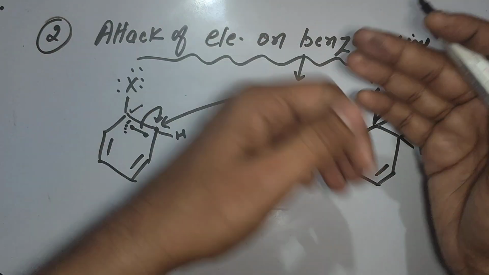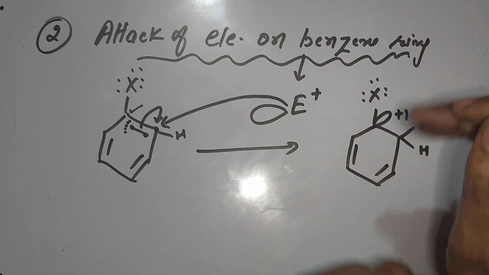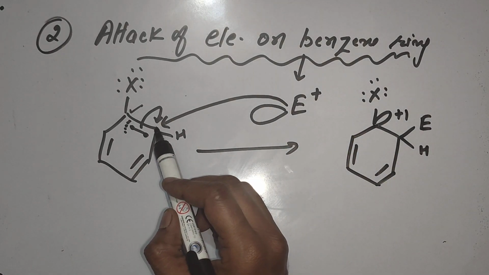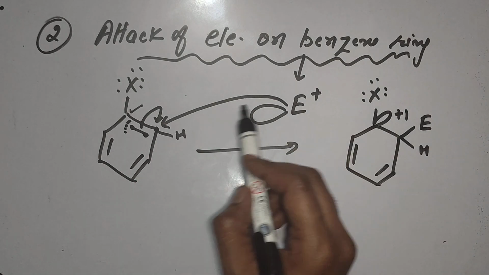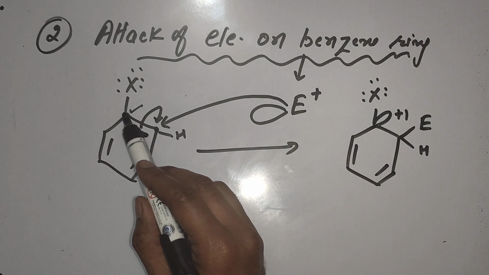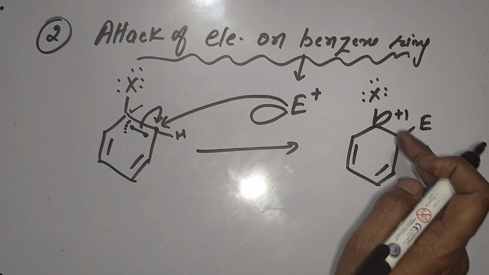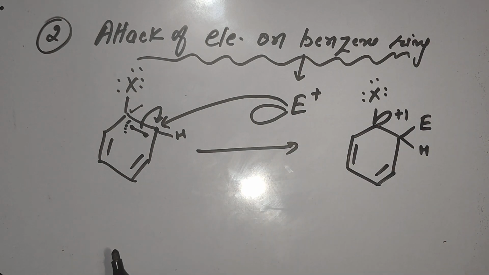What was the name of the second step? The second step was generation of carbocation. In this fashion, carbocation will generate. The electrophile will attack on the ortho position. Carbon will shift pi electrons toward itself for the bond formation with E, due to which the neighbor carbon will become positively charged. Now, next point, this carbocation is stabilized by resonance also.